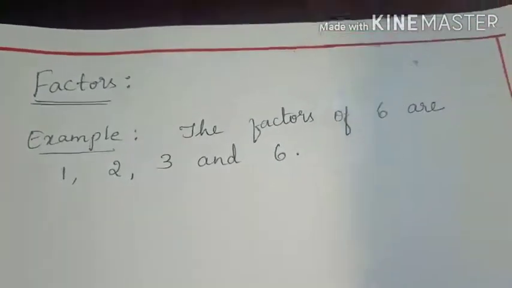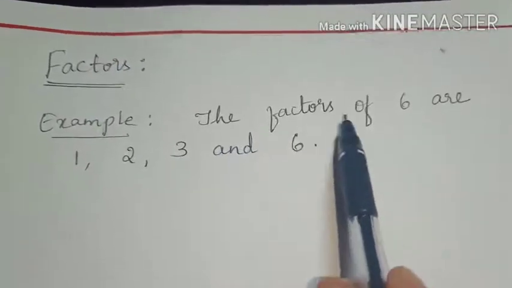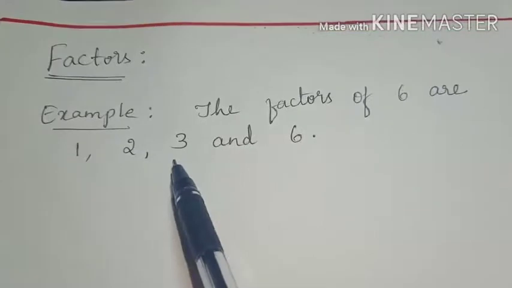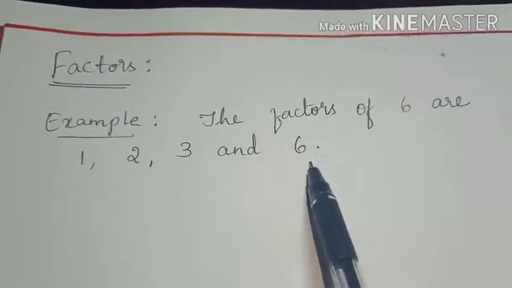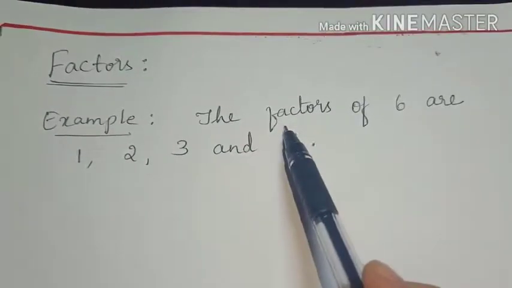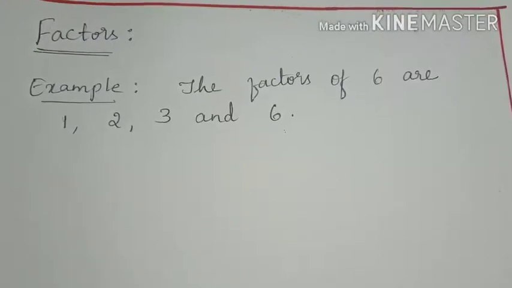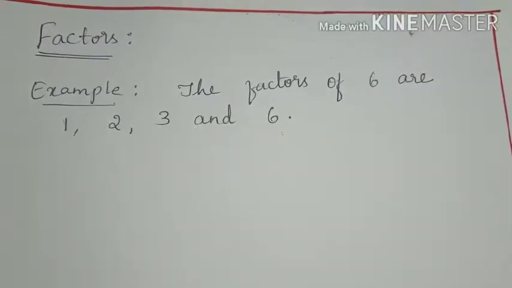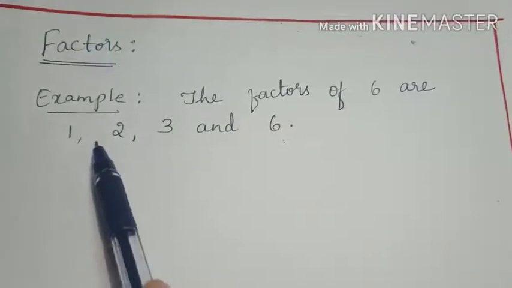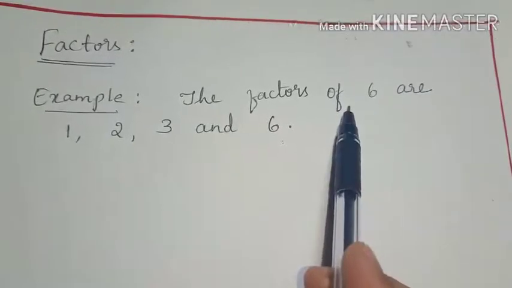For example, the factors of 6 are 1, 2, 3 and 6. Let us see how these numbers are the factors of 6. According to the definition, a factor of a number is an exact divisor of that number. Let us see whether these numbers are exact divisors of 6 or not.